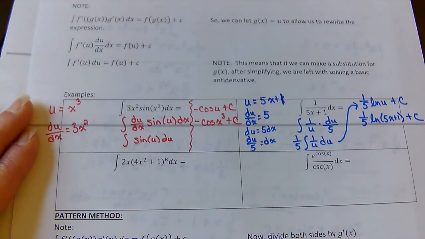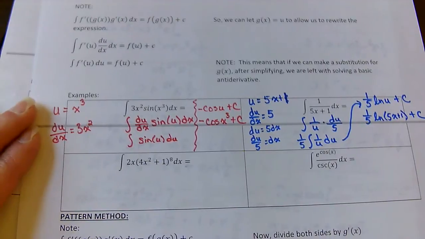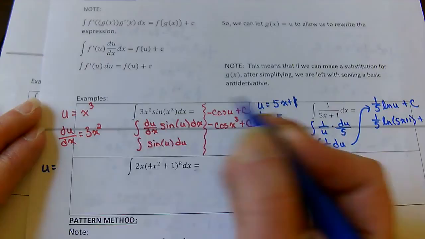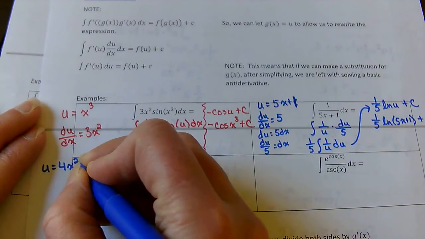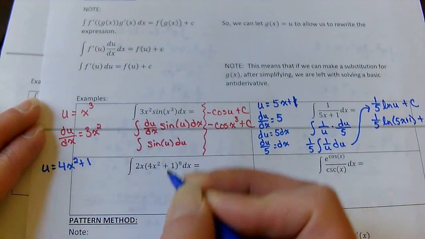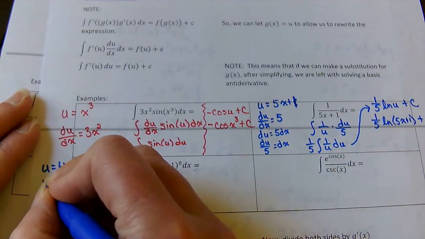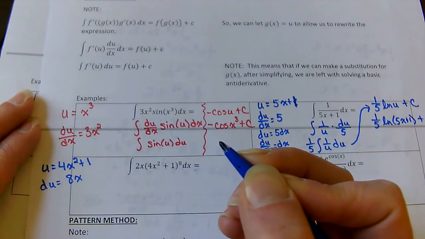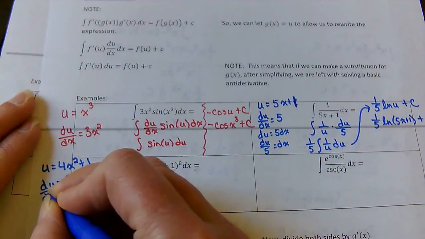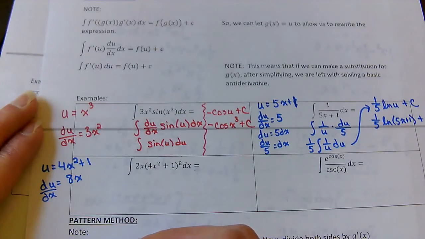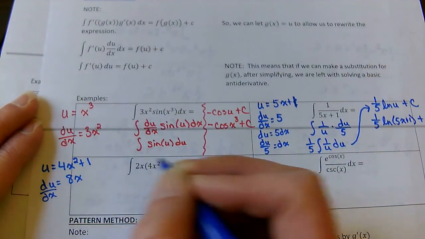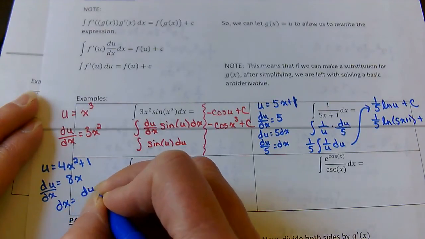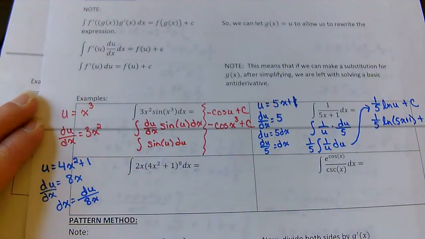What about the next one? What would be u? Well, I'd make the innermost function u. 4x squared plus 1. So du dx would be 8x. So I could rearrange that to be dx equals du divided by 8x. With me so far?